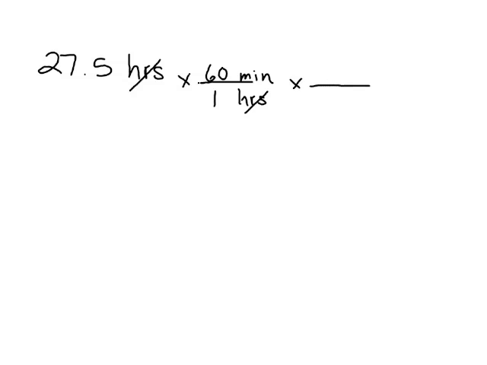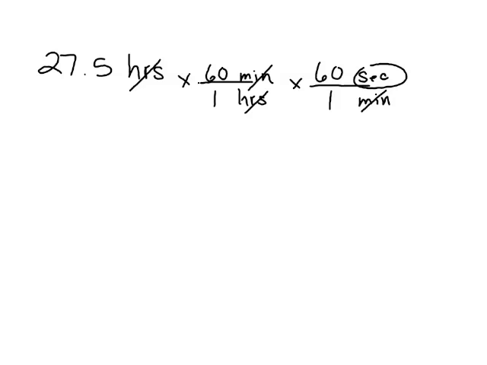So do I want minutes on top or bottom? Bottom. So minutes, seconds. So my minutes will cancel. I'll be left with seconds. What's the ratio of minutes to seconds? 60. 60 seconds in 1 minute. So now it's just multiplying a fraction.